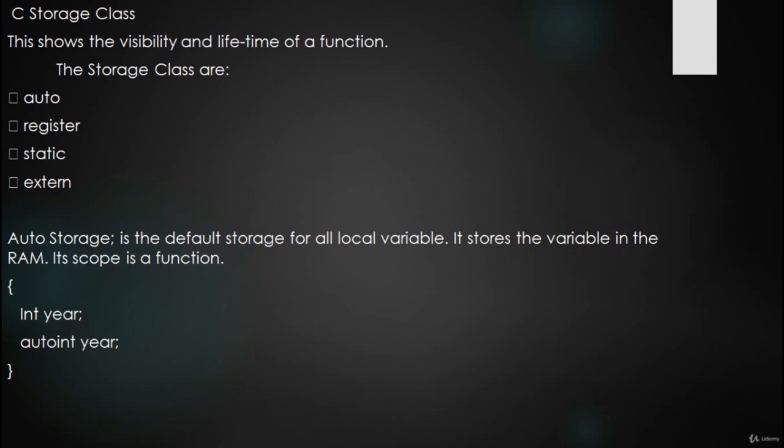Now, auto storage is the default storage for all local variables. It stores the variable in the random access memory, the RAM, and then its scope is a function. Scope here is referring to the visibility of the variable. So when you see the variable, you can see it as a function in the auto storage class.